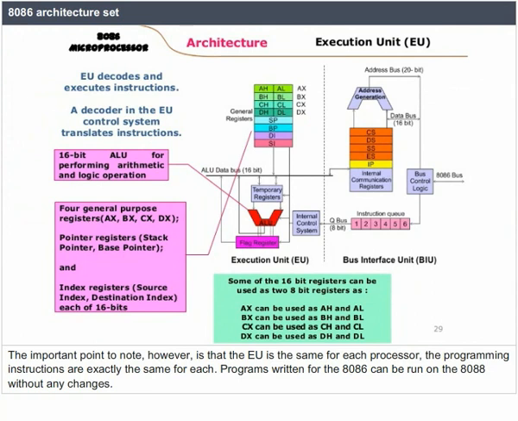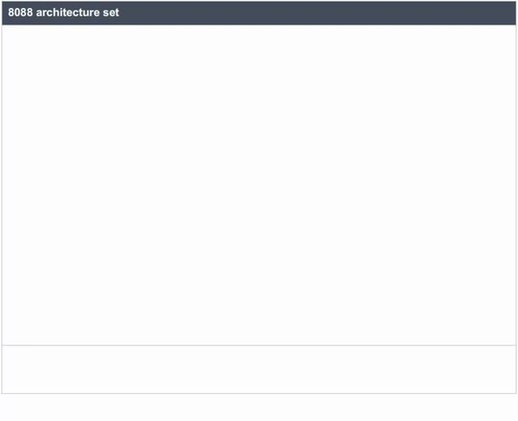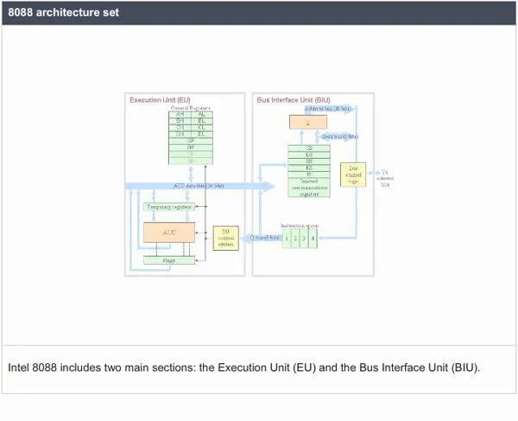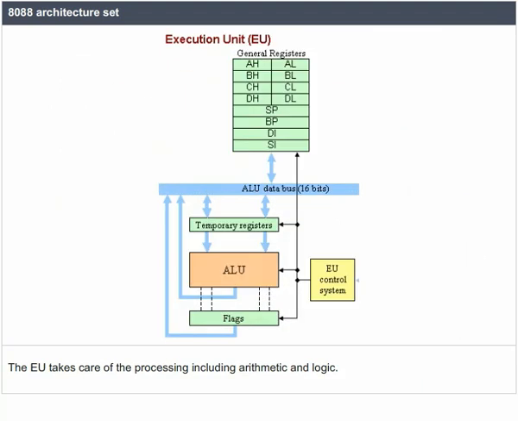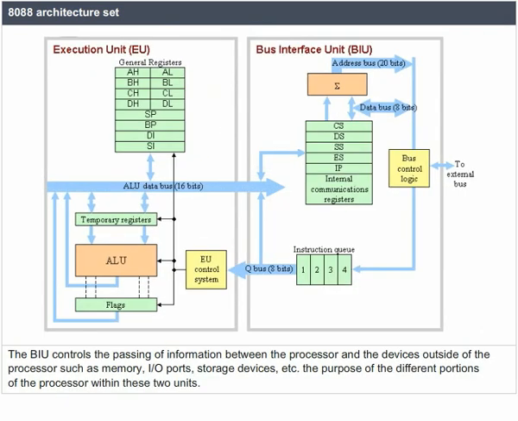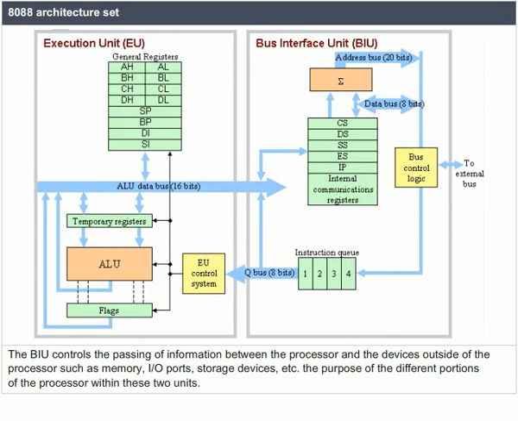8088 architecture. Intel 8088 includes two main sections, the execution unit and the bus interface unit. The EU takes care of the processing, including arithmetic and logic. The BIU controls the passing of information between the processor and the devices outside the processor, such as memory, I/O ports, storage devices, etc. The purpose of the different portions of the processor within these two units.